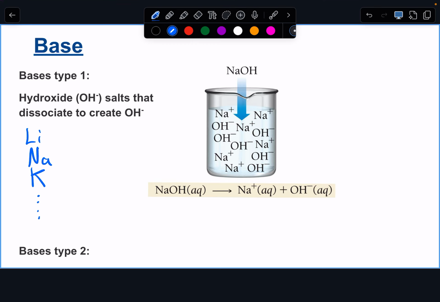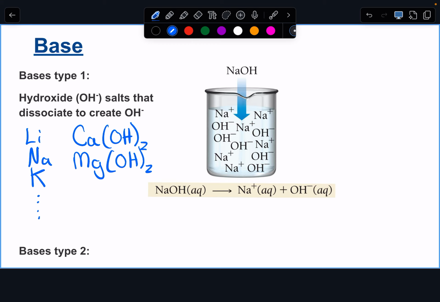You will also see some not completely soluble, but some 2A element hydroxides. So calcium hydroxide, magnesium hydroxide. And we'll do an example reaction with these because when they dissolve, they actually break apart into 2 hydroxide ions. So this is happening in water. Water is implied there because it says aqueous. But water is not an active participant. It's not accepting or donating a hydrogen.